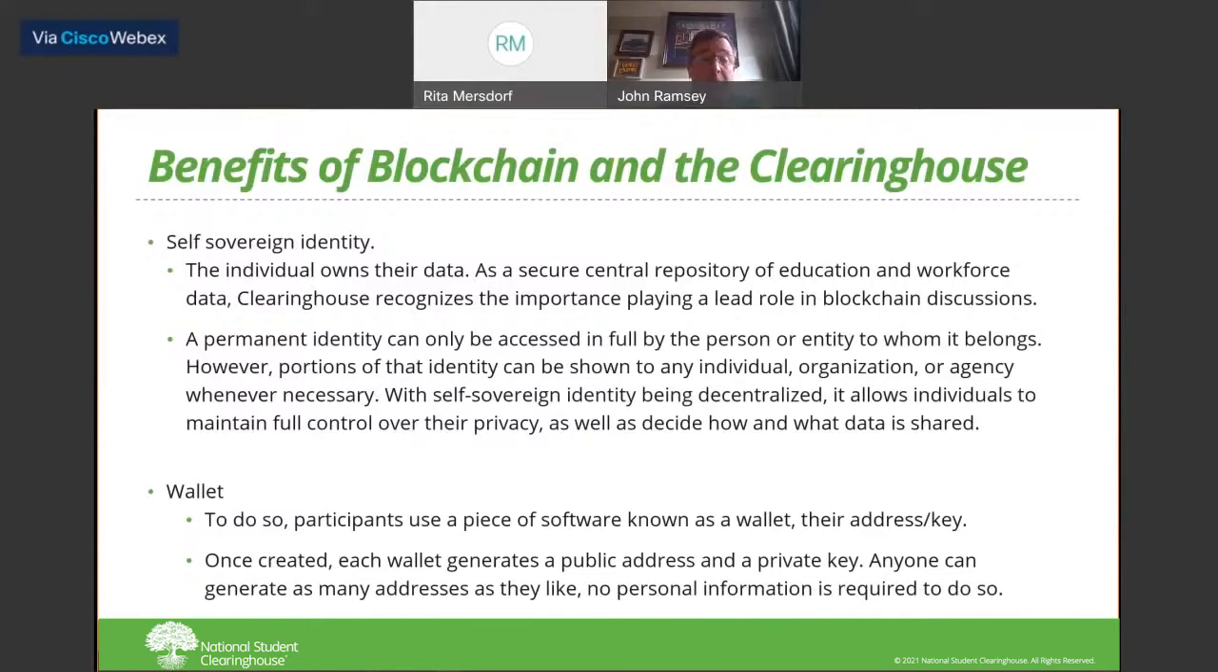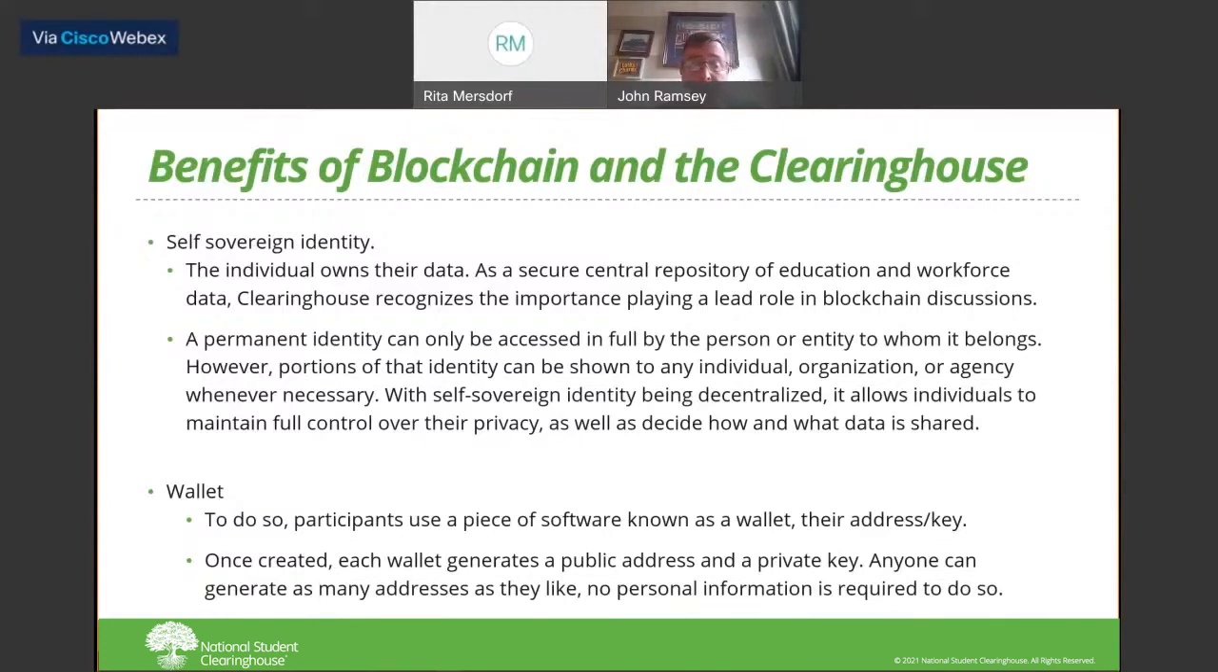So the two concepts that we have here are the self-sovereign identity and the wallet. We'll touch on the self-sovereign identity first. The whole concept is simply that the student owns their data and who can access their data via the blockchain. NSC is a secure central repository of authoritative data provided by the schools. We have a lot of data on a lot of people. But, and this is some of the core reasons why we're taking a key role in the blockchain discussions, how is that data accessed?